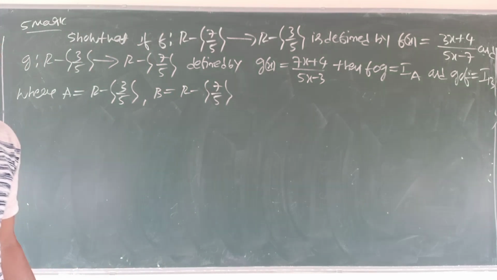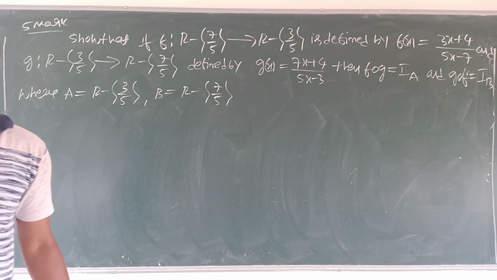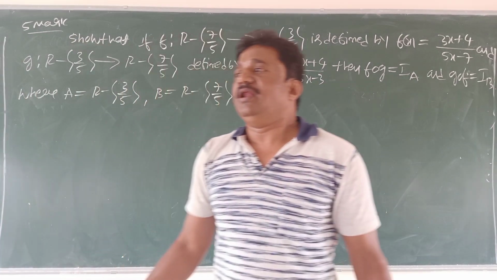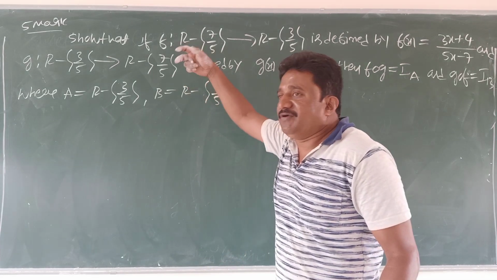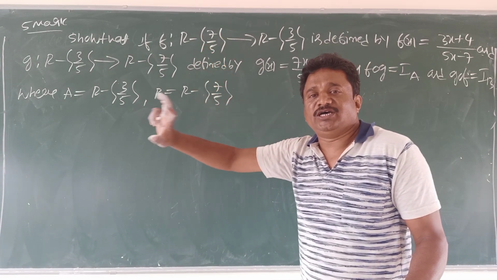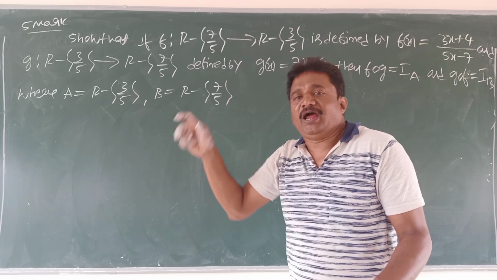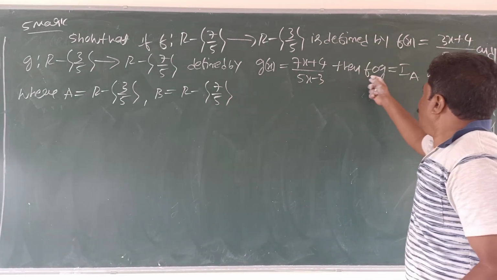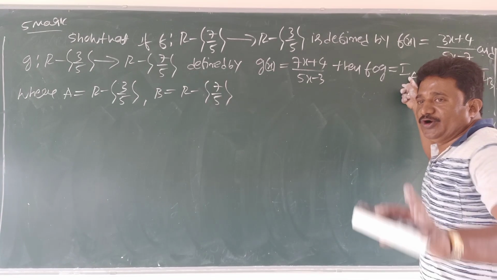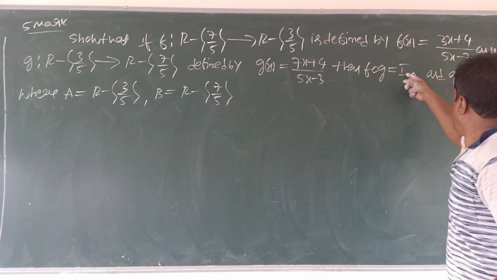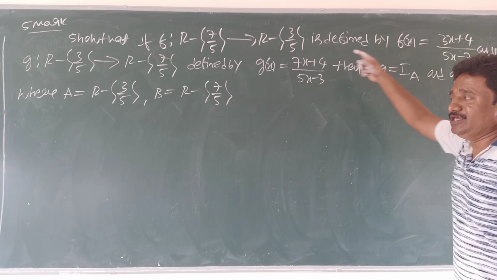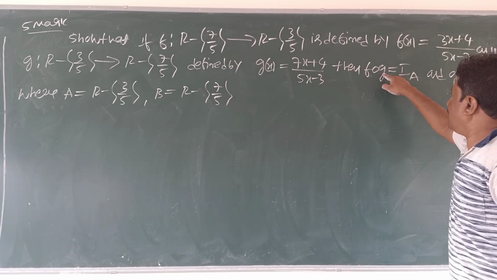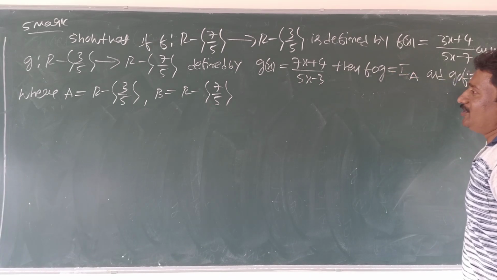Students, this is a 5-mark question. The question is too lengthy. Do not be scared by seeing the question. Let them write whatever they wish in the question. You focus on what we have to do, what we have to prove. Here it is asked to prove fog equals I_A and gof equals I_B.